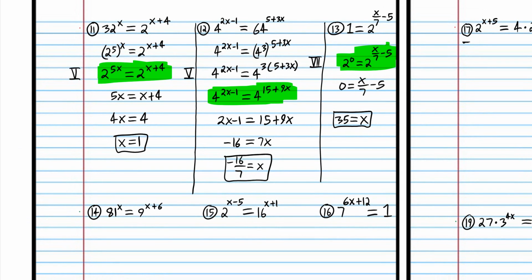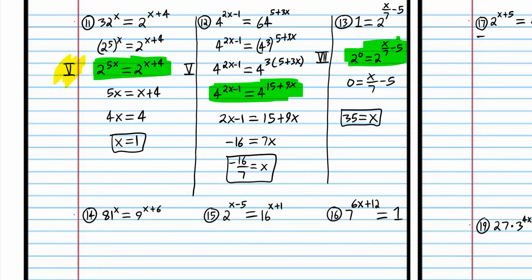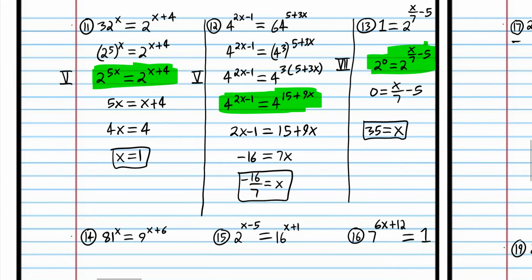So I want you to try number 14. And remember, you can use these problems up here to help you. So you're going to use problem number 11 to help you with 14. And remember to write the Roman numeral. Remember, we're trying to get the same base, these green expressions. So try 14, and when you come back, we'll do it together.